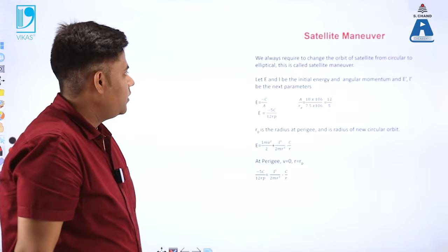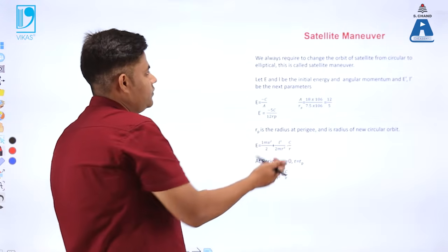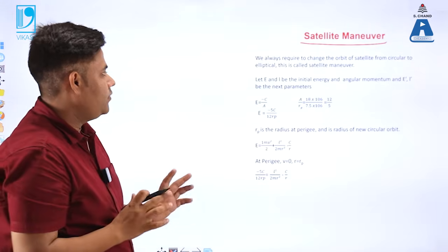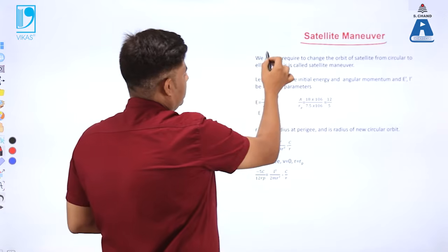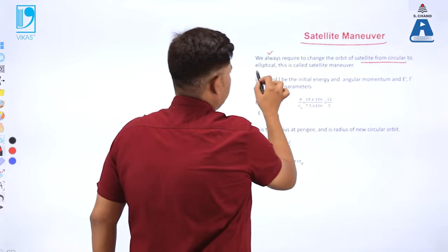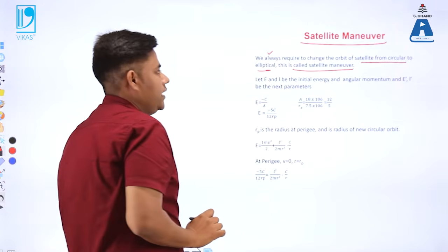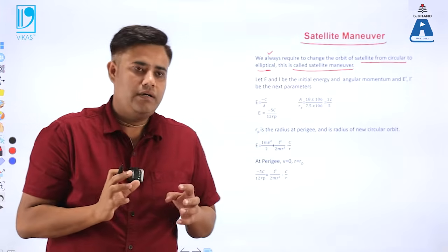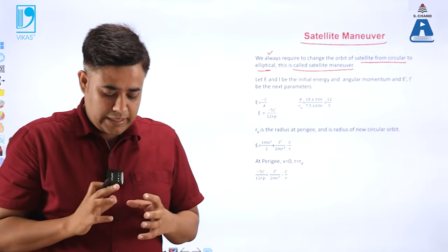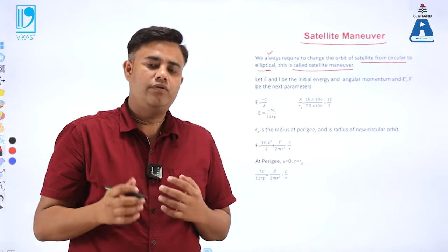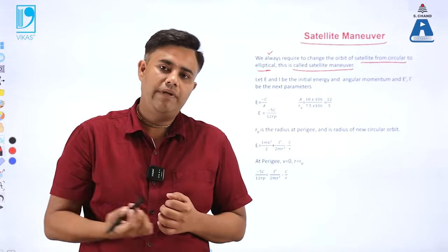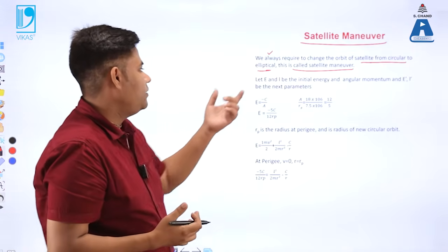Now coming to the part which is satellite maneuvers. What is this satellite maneuver? This is basically an application of the same topic. In this particular situation, we often need to change the orbit of a satellite from circular to elliptical. This is called a satellite maneuver. So when we release the satellite into an orbit, and simultaneously want to switch or change the path of the satellite from circular to the elliptical path, that particular situation is called a satellite maneuver.